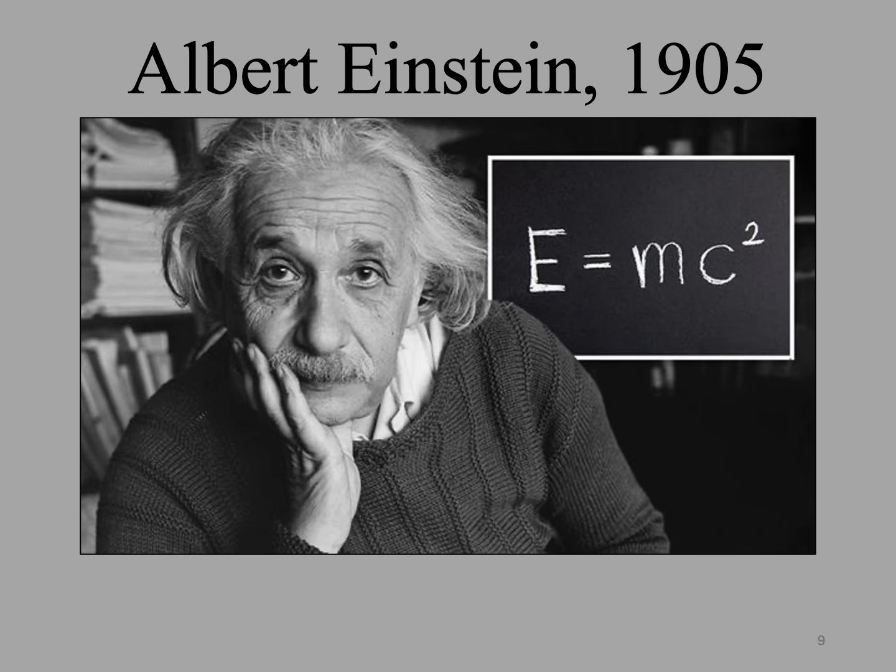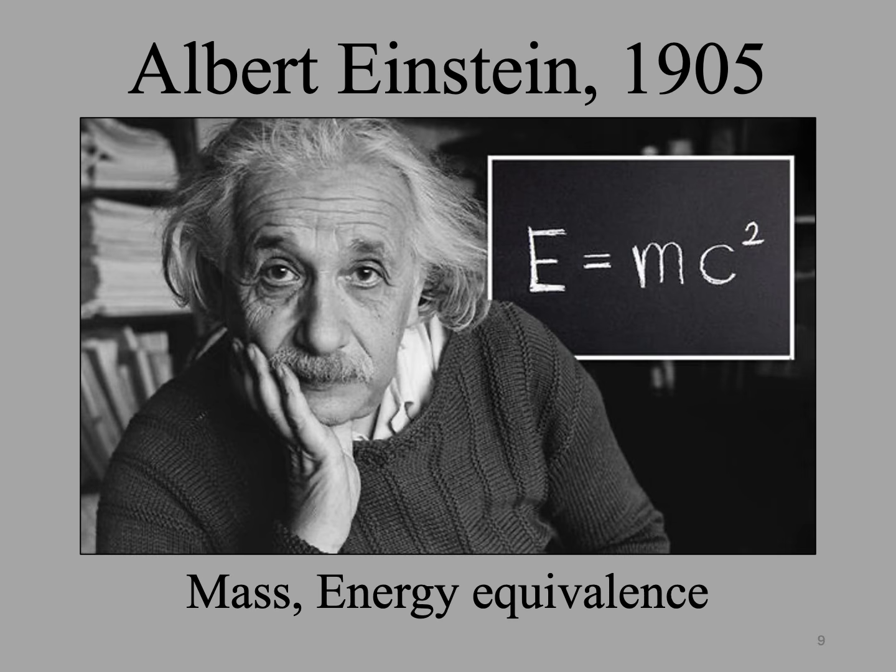I need to get this concept out before we go any further because it is important to understanding what happens during a nuclear explosion. In 1905, Albert Einstein formulated his famous equation, E equals mc squared, as part of his theory of relativity. Essentially, what this equation says is that mass and energy are equivalent. I'll come back to this in a few minutes.